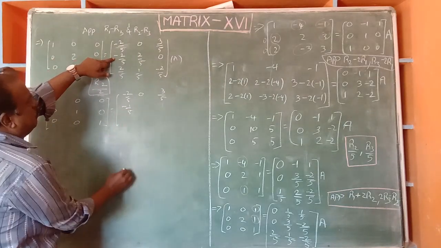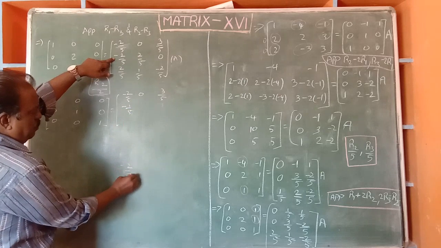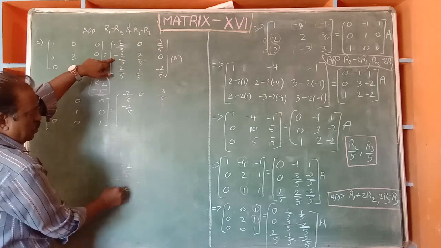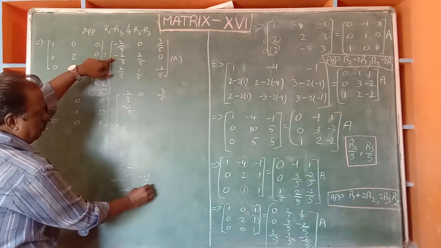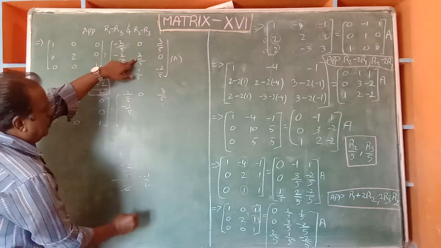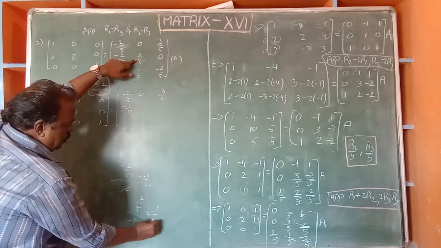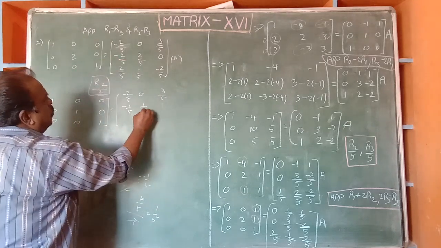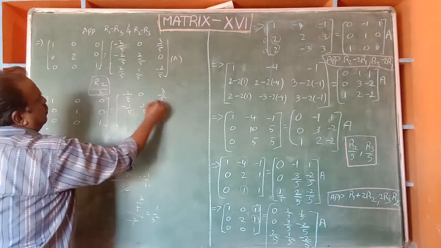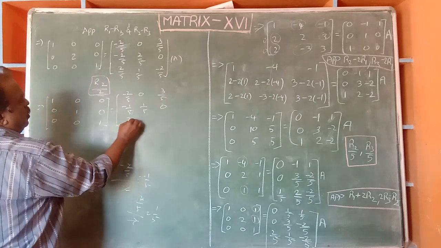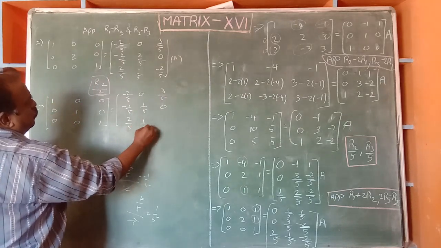Minus 1 by 5. Be careful. 2 by 5 by 2 is there, 2 ones, so it is minus 1 by 5. Okay, now again 2 by 5 by 2, the 2s cancel. We get 1 by 5. Here 1 by 5. 0 by anything is 0. Here it is as it is.